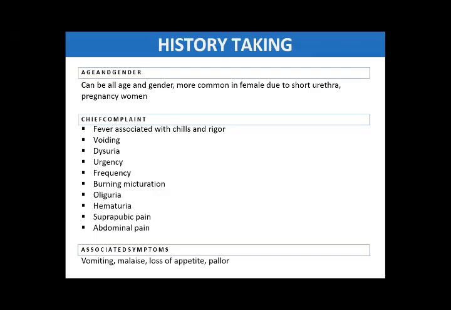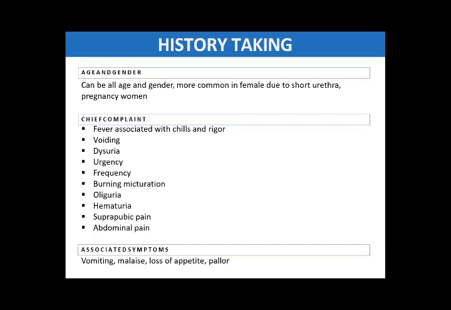So what are the symptoms? Okay, if a patient has urethritis, prostatitis, cystitis, and urethritis leading to pyelonephritis, what are the usual symptomatology of patients who have UTI? So a common complaint is fever associated with chills and rigors.